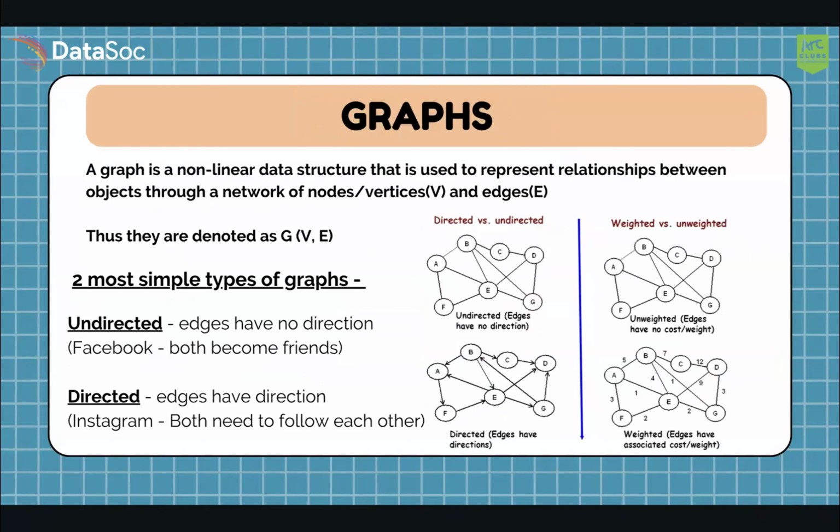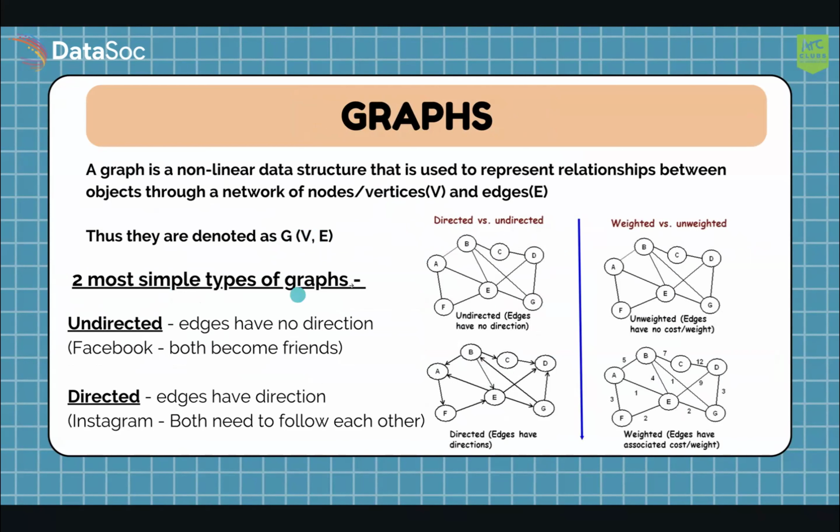Now let's move on to graphs, which is another big topic. A graph is a non-linear data structure that is used to represent relationships between objects through a network of nodes and edges. You can use various terms, such as vertices and edges, and it's denoted as G = (V, E): the graph, vertex, comma edge.